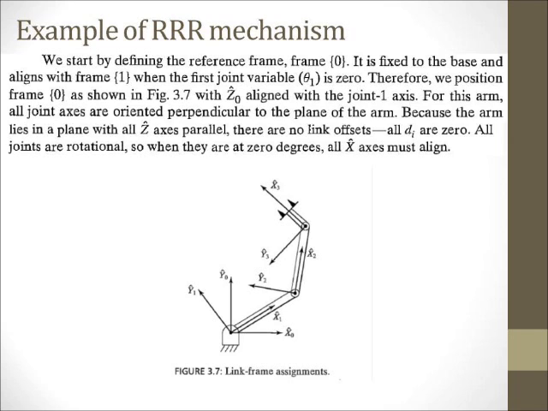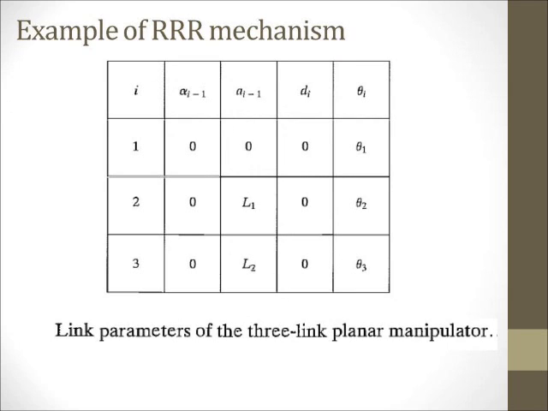For this arm, all joint axes are oriented perpendicular to the plane of the arm. Because the arm lies in a plane with all z-axes parallel, there are no link offsets, and all di's are 0. All joints are rotational, so when they are at 0 degrees, all x-axes must align. We see here the Denavit-Hartenberg table. Please try to solve this yourselves using the right-hand method. Any problems will be discussed in the forum.